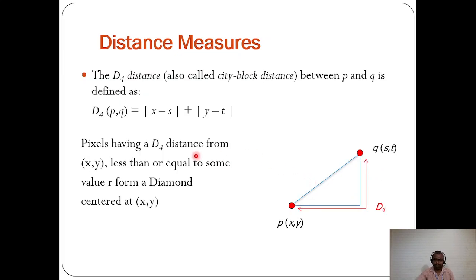The next one is the D4 distance, which is called the city block distance. We try to calculate the distance between the 4 neighbors. D4 of P is given as the modulus of x minus s plus the modulus of y minus t. Here the D4 distance from x, y is less than or equal to some value r from the diamond center of x, y. The diamond center is nothing but the origin. So this distance is called the city block distance, and the formula is |x minus s| plus |y minus t|.